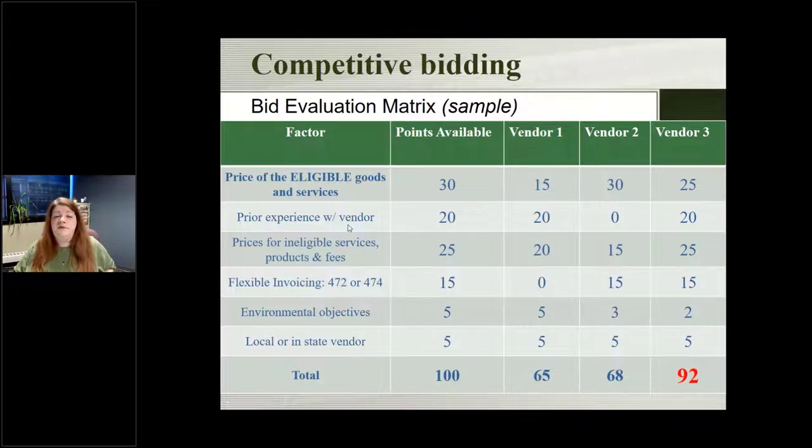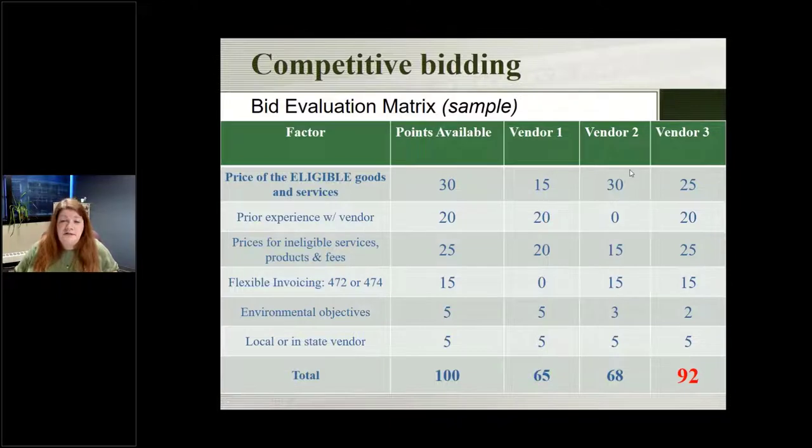Prior experience with a vendor could be I know them and I've worked with them before. Could be I've never heard of them. Could be I know them and I know they're not so good. How they do their invoicing, if they're local, if they're good for the environment, whatever you think is important to you, you can have your criteria. And then after those 28 days are over, you can look at the different bids you've gotten, assign the points appropriately and see what you come up with.